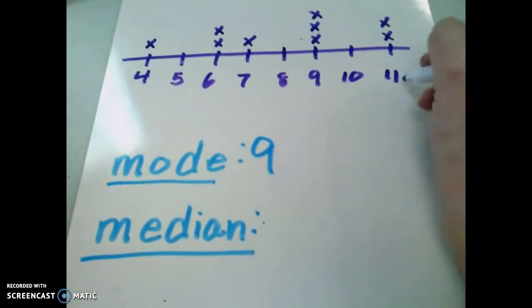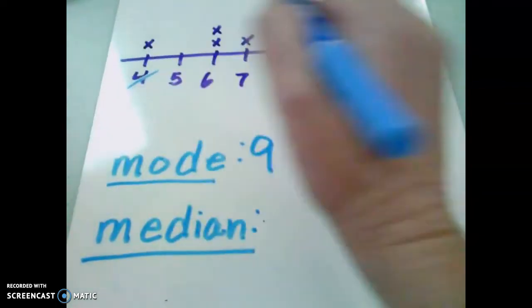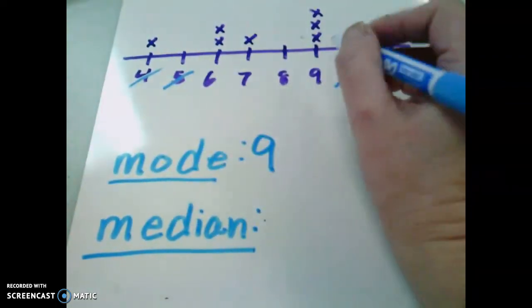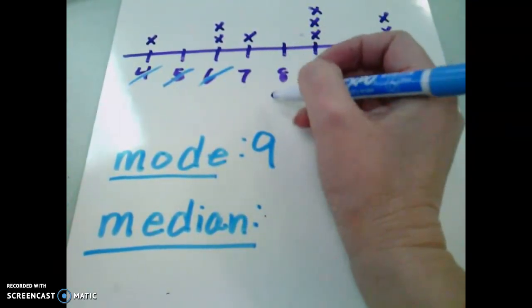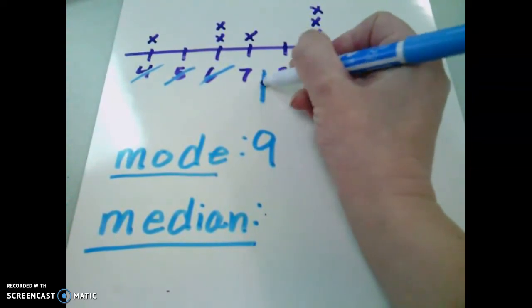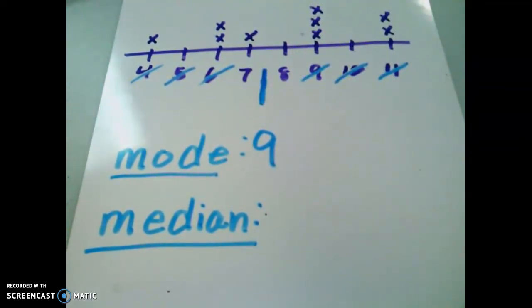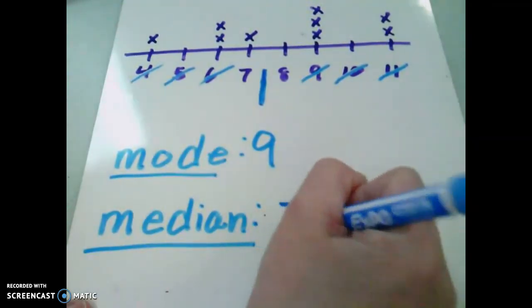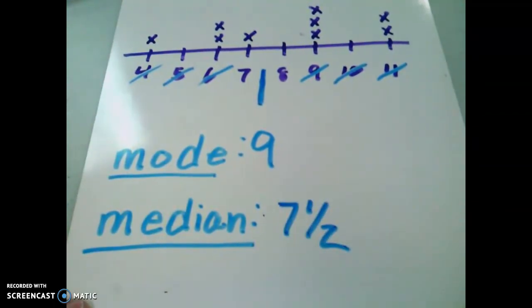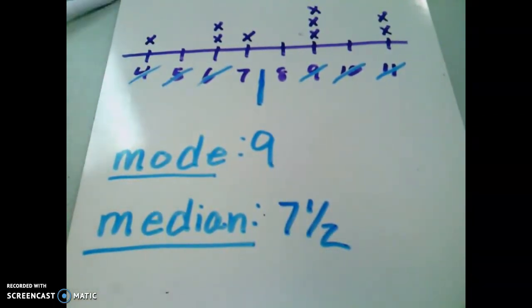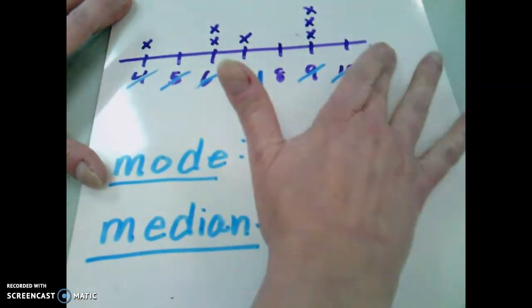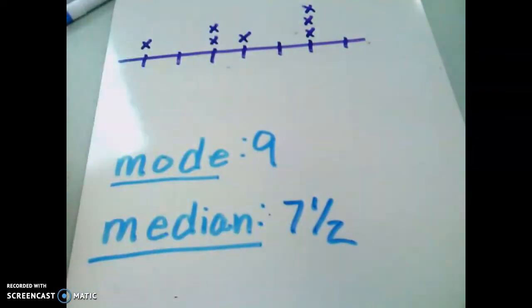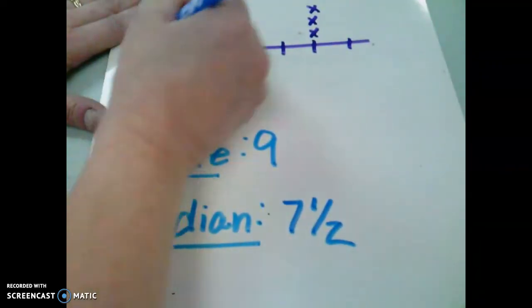So I kind of do this, 11 and 4, 10 and 5, 9 and 6, and 7 and 8. So then my median is right here. And I know from my fractions that halfway between 7 and 8 is 7 and 1/2. 7 1/2.